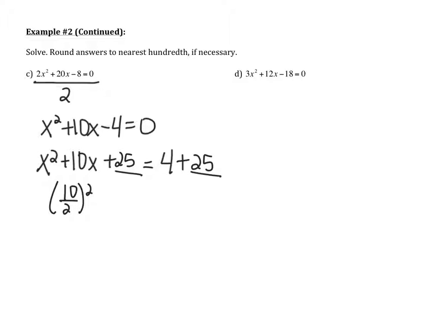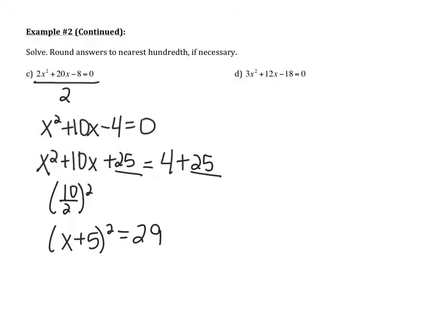So if I add it on the left, I got to add it on the right. So now I'm ready to turn my perfect square trinomial into a factorable term. Remember, whatever goes in your parentheses is the number that you got after you divide it by 2. In this case, it would be 5, because 5 times 5 is 25, and 5 plus 5 is 10. So I have x plus 5 squared equals 29.